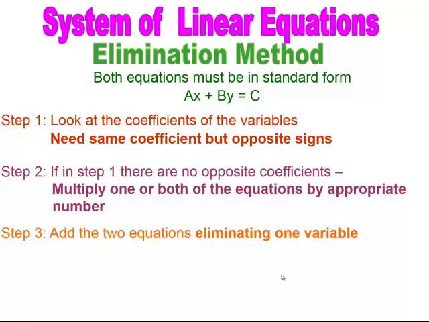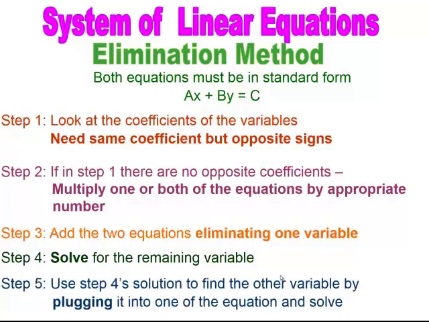And then once you have that, you're going to add down. And when you add down, one of the variables is going to be eliminated because it's going to be the same coefficient but opposite signs, which will create a 0, making it eliminated. And then you're going to solve for the remaining variable. So you're going to have the value of that variable and you're going to plug it into either one of the equations and solve for the remaining variable. So let's see what this looks like.